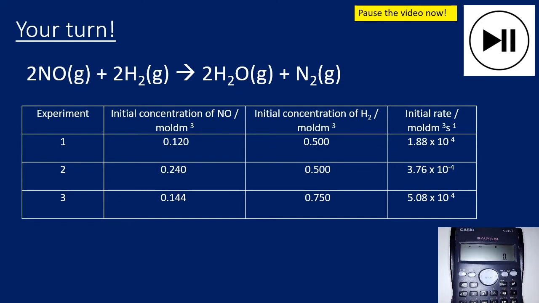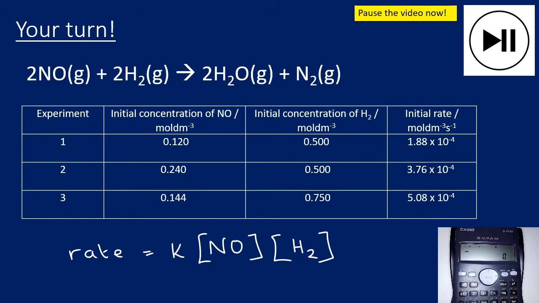So the first thing is that we know the rate equation will take this form. Concentration of reactants multiplied by each other to the power of something. So X is the order with respect to NO and Y will be the order with respect to H2. And we know that X and Y will either be 0, 1 or 2.